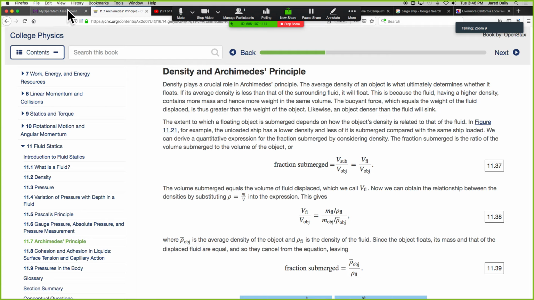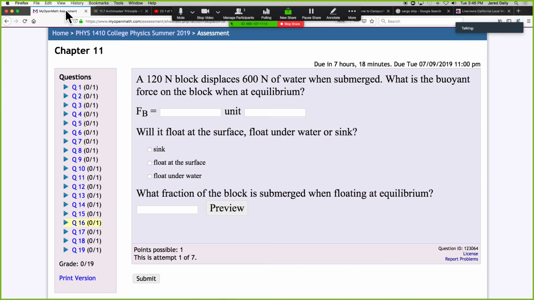Let's see, I can't remember what they do here. 120 Newton. Oh, so this one takes a little bit of trickery. Because you know that it's displaced 600 newtons of water, you actually know the volume of the block by calculating the volume for 600 newtons of water by using the density of water. Then you can calculate the volume of the block and the volume of the water.